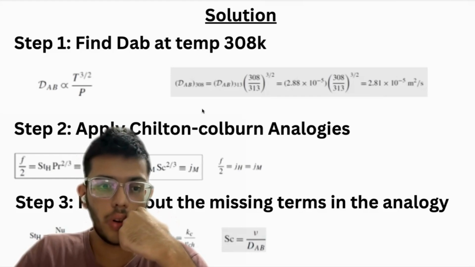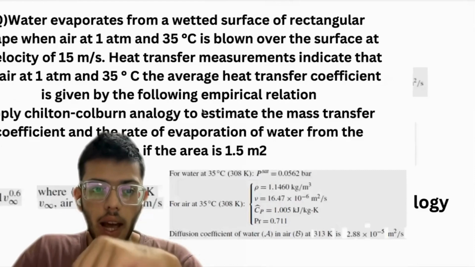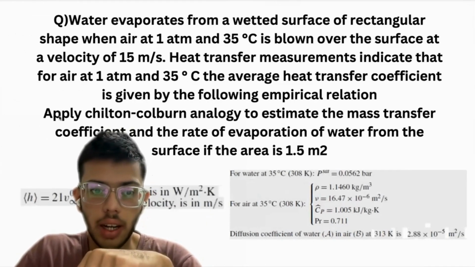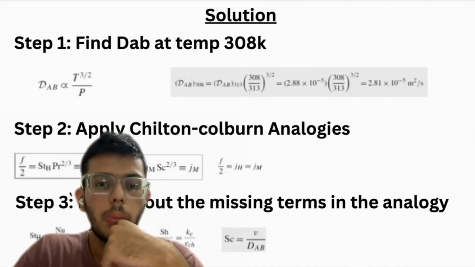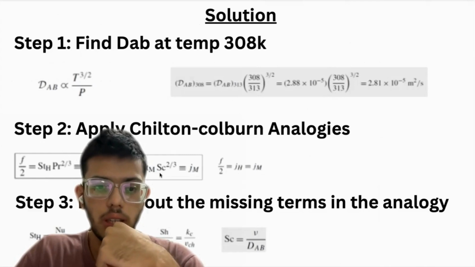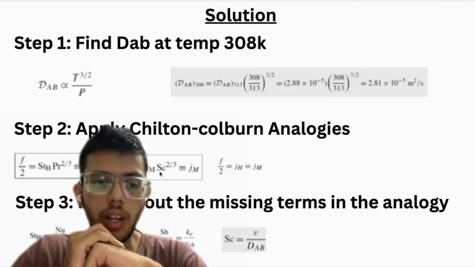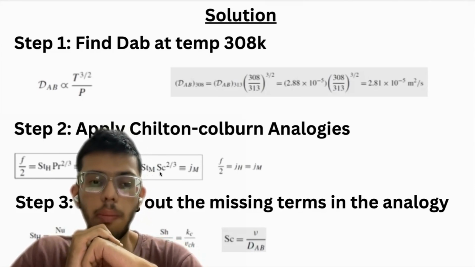From this, we will move on to step number 2, and we need to apply the Chilton-Colburn analogy, as the question already states. So moving on, from the previous segment, you have already learned that f by 2 is equal to St_H times Pr raised to 2 by 3, and f by 2 is equal to St_M times Sc raised to 2 by 3, where St_H is the Stanton number of heat transfer and St_M is the Stanton number of mass transfer. Similarly, Pr stands for Prandtl number and Sc stands for Schmidt number.